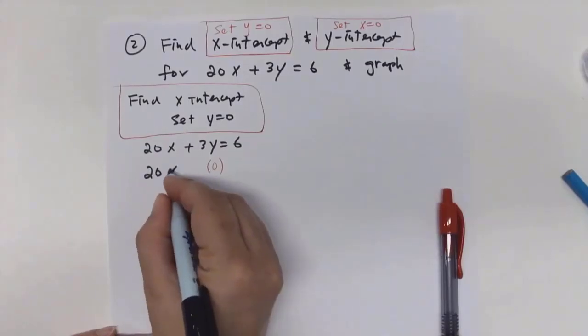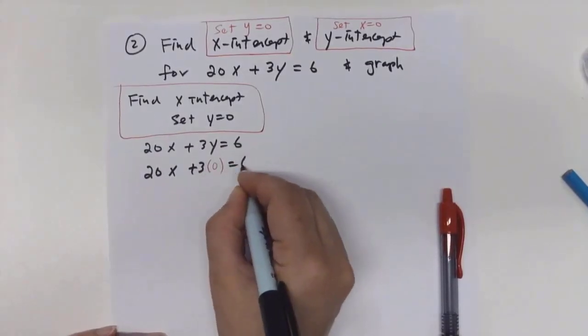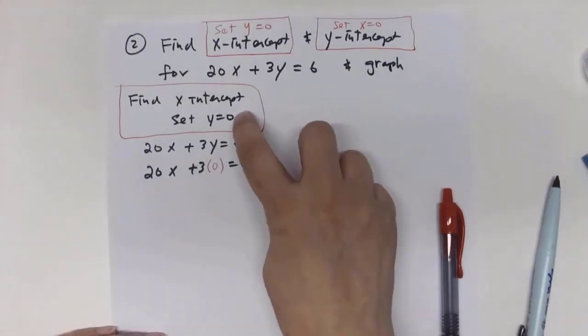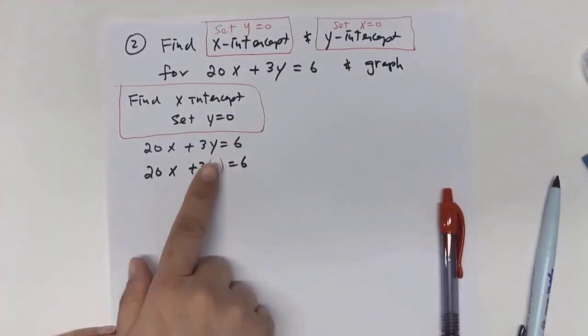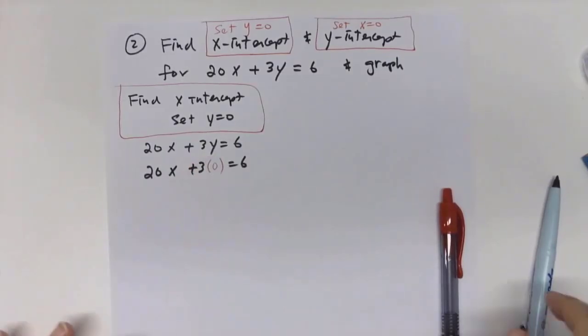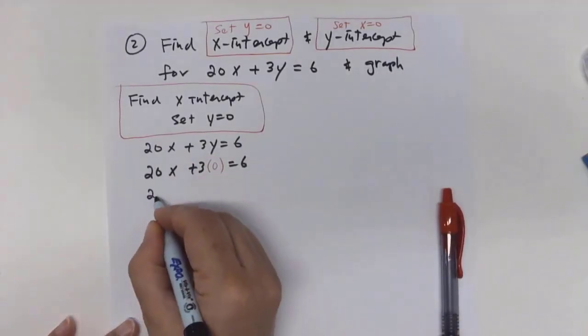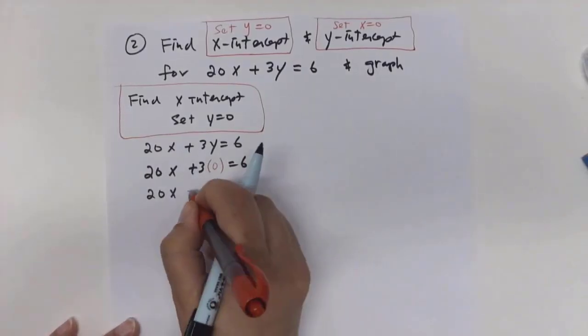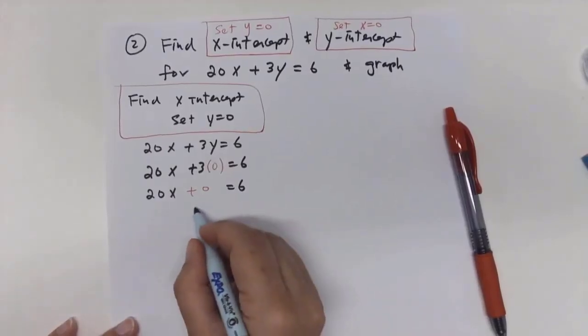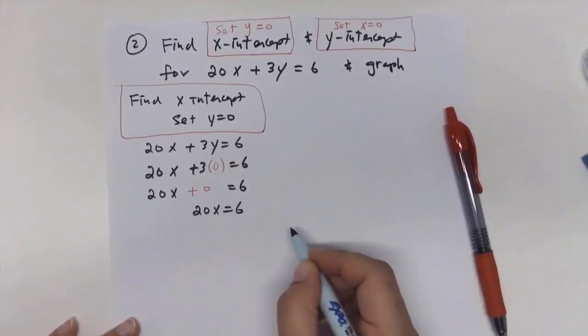So it's going to be 20x plus 3 times 0 equal to 6. Anything times 0 is going to turn into 0, right? So basically, when you plug a 0 in for y, this term is going to be gone. So this is 20x plus 0 equal to 6. So this is gone, right? So just 20x equal to 6.